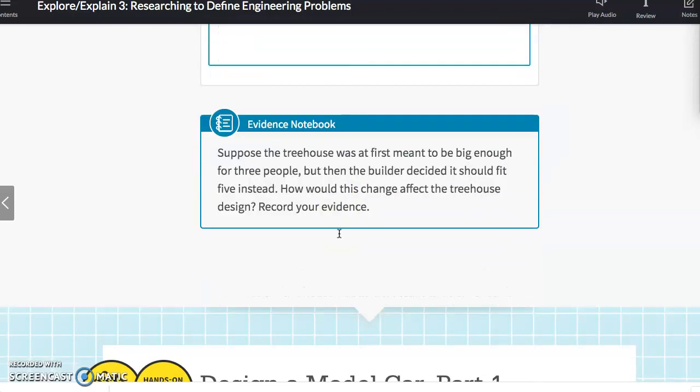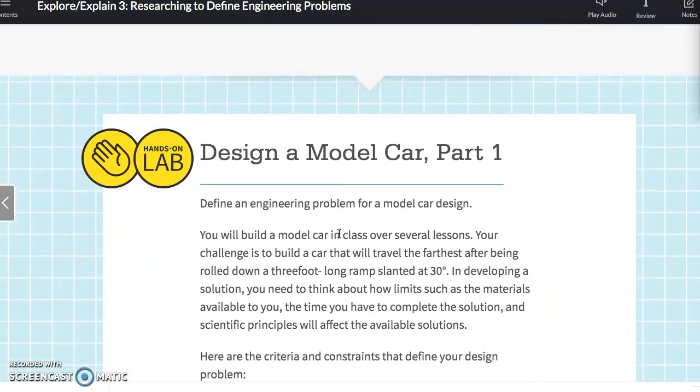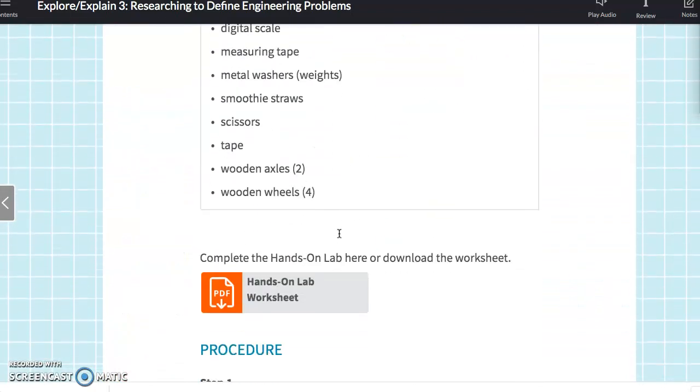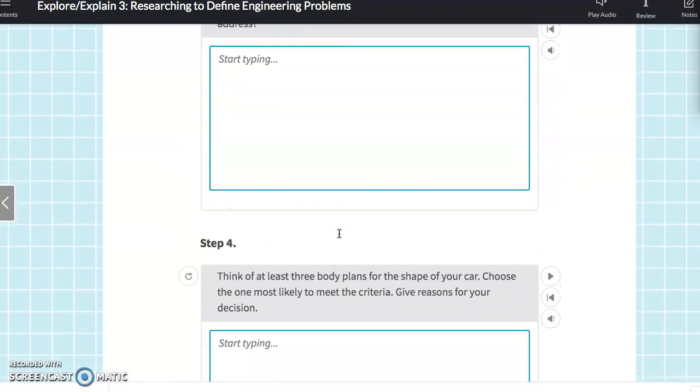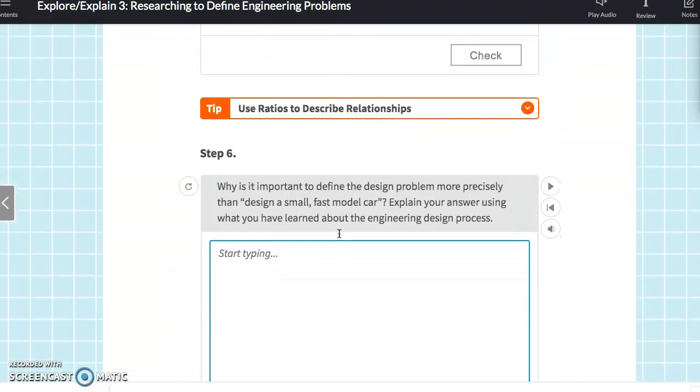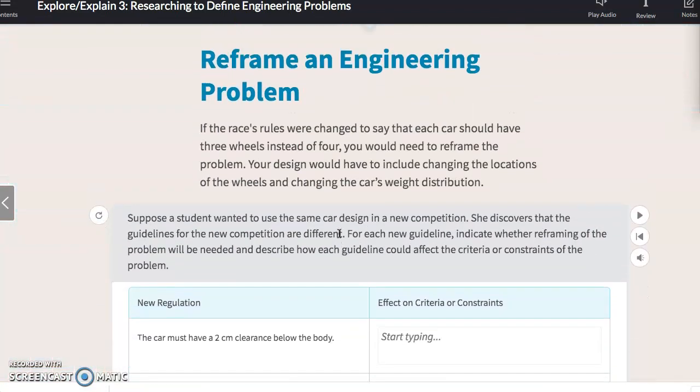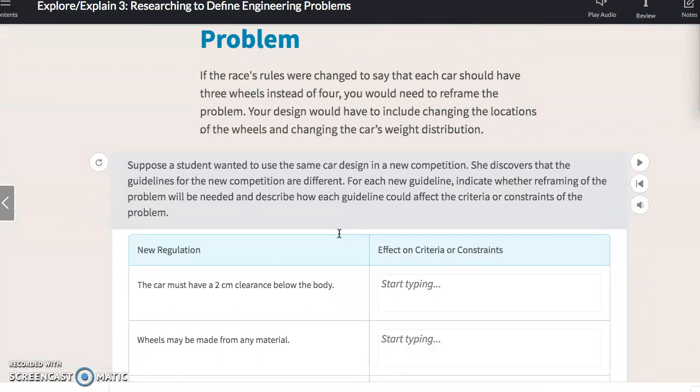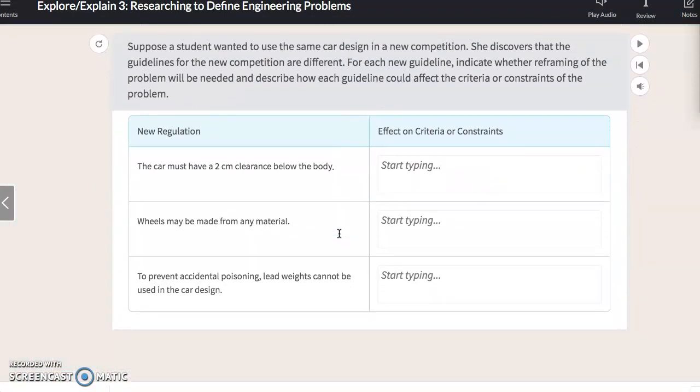Here we go. We don't ever do the hands-on lab right now just because we're online. If your teacher has you do this hands-on lab, I'll help you individually. Reframing an engineering problem. You want to use the same car, but now it's a new competition and the guidelines are different. The car must have 2 centimeters clearance below the body.